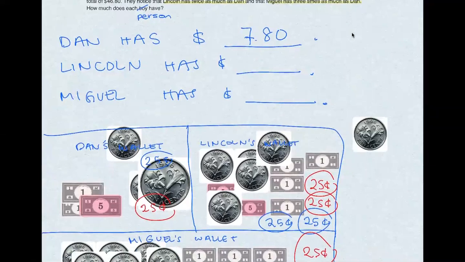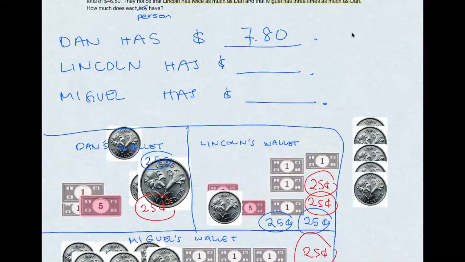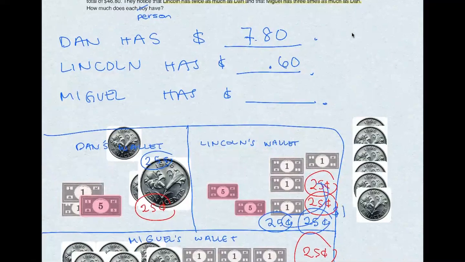We have 10 cents, 20 cents, 30 cents, 40 cents, 50 cents, 60 cents. I'm already writing down 60 because I see the 4 quarters. That's going to add up to be $1. And so we have that dollar here, $2, $3, $4, $5, $1 ish if we pretend those 4 quarters is $1, and then 2 $5 bills. So that's $15.60 for Lincoln.